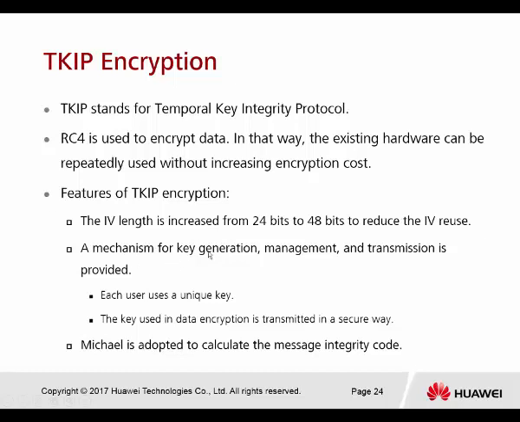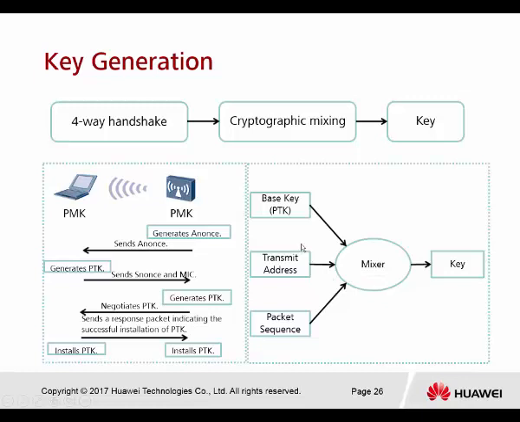A mechanism for key generation, management, and transmission is provided. So each user uses a unique key. This is the main difference compared to WEP encryption, because in WEP every user is using the same key. The key used in the data encryption is transmitted in a secure way. The MIC is added. This is the name of one of the protocols, not a person. The MIC is adopted to calculate the message integrity code. This is what happens in TKIP.